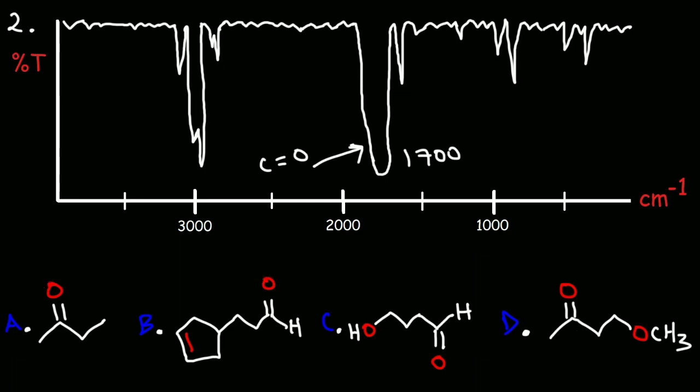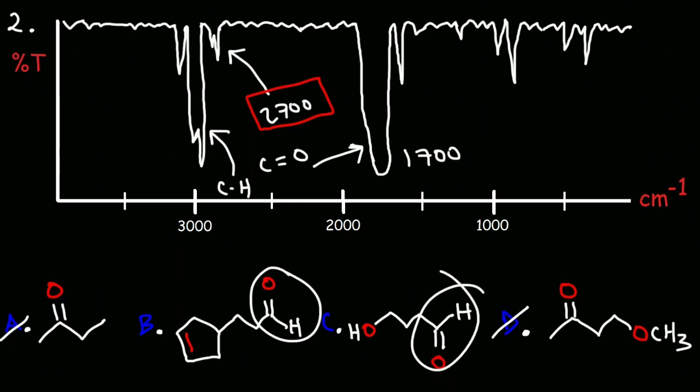Now, what else can we identify in this graph? Well, we do have our alkane CH stretch, which is present in every molecule. But note that we have a signal here around 2700. This is the aldehyde CH stretch. So we know we don't have an ester or a ketone or anything like that. We have an aldehyde. Thus, we can eliminate answer choice A, which is the ketone, and D, that's also a ketone. So only answer choice B and C have the aldehyde functional group. So we're between those two answer choices now.